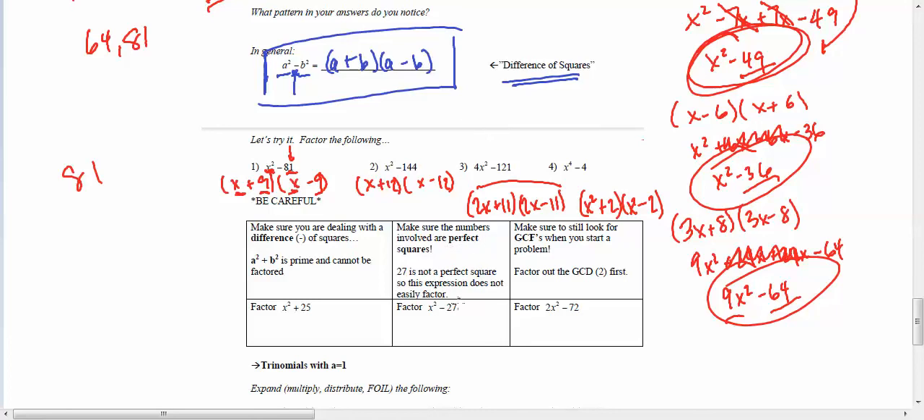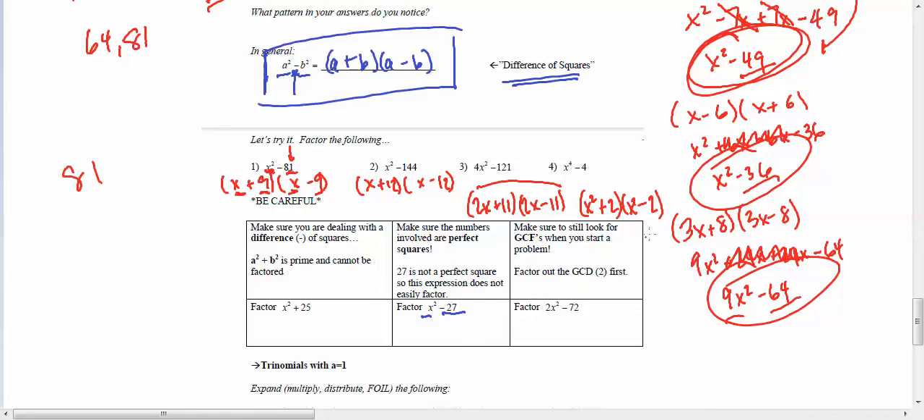Also, you need to make sure that when you're applying this formula, x squared minus 27, you have to make sure that you're dealing with a perfect square. 27 is, in fact, a special number, I believe. I'm not sure, actually. Let me think. No, wait. Yeah, 27 is a special number, but it's not a perfect square. 27 is actually called a perfect cube, and that's something we are not going to have to deal with. But what I mean is 3 times 3 times 3. If you multiply 3 three times, it gives you 27. This is not a perfect square, so you can't apply this formula.